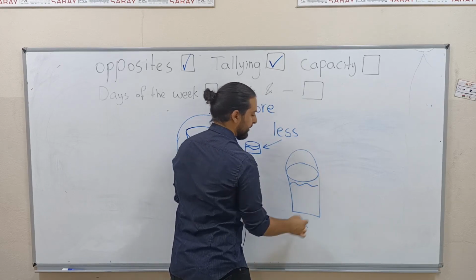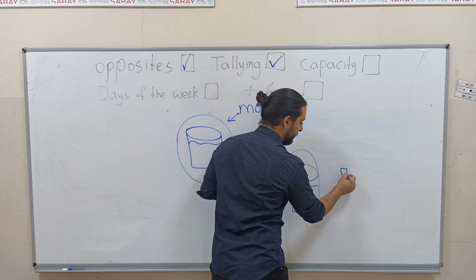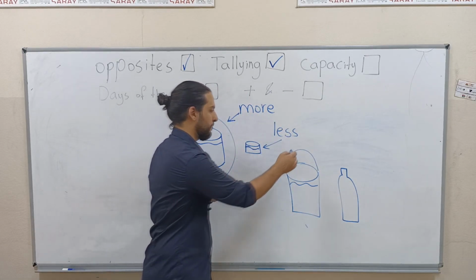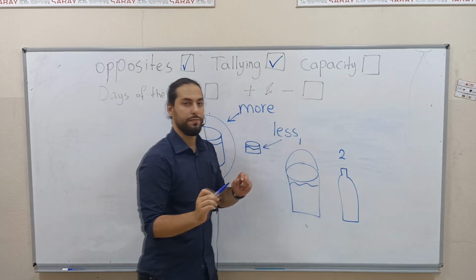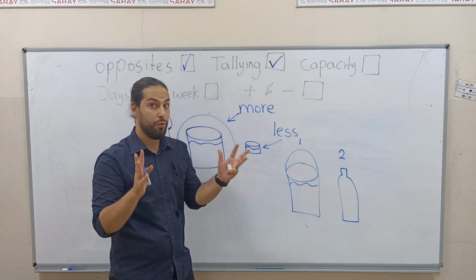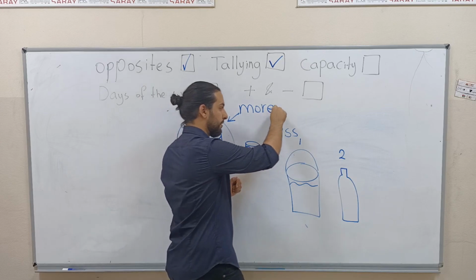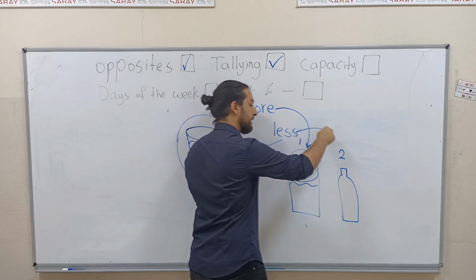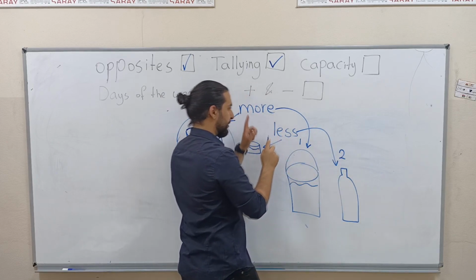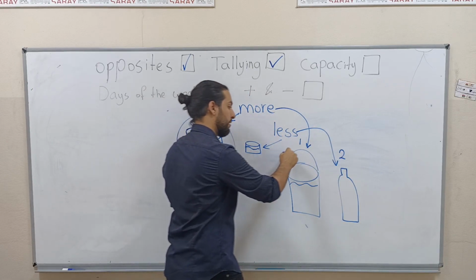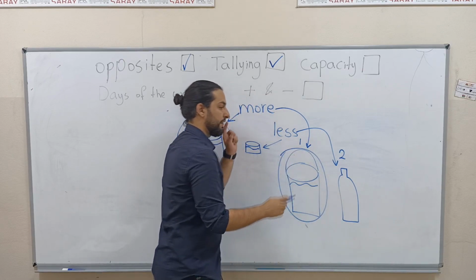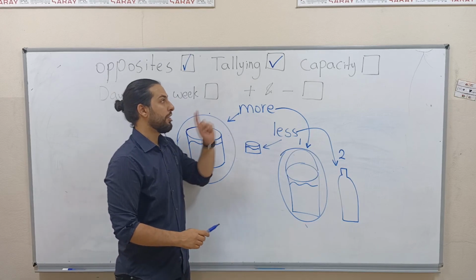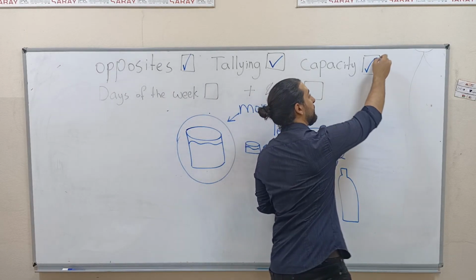that is full of water, and then we have a water bottle, which one holds more water? 1 or 2? Which one holds more water? The one that holds more water is the bucket. The one that holds less water is the water bottle. So if the question is about more, we circle more, which is the bucket. If the question is about less, we circle the water bottle. So this is the third thing that we have to go through, which is capacity.